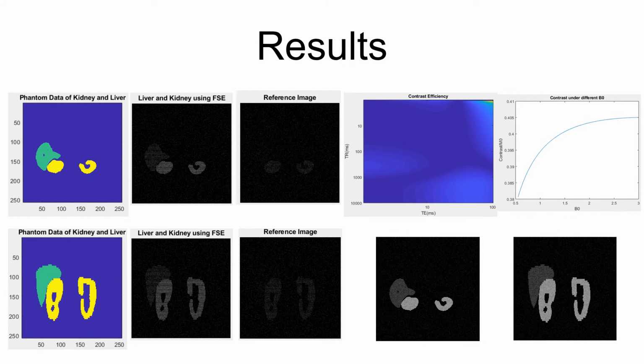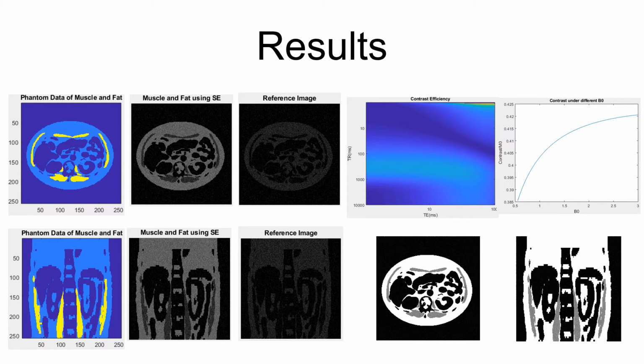The last one is for muscle and fat. Spin echo is used here. They both differ a lot by T1 and T2. Maximum of contrast efficiency is achieved when TE is 15 milliseconds and TR is 414 milliseconds. In a word, maximum contrast can be found numerically, and for T2 weighting images, fast spin echo is good for reducing readout time. When B0 is smaller, contrast also decreases, but if parameters are optimized, two tissues are still visually distinguishable.